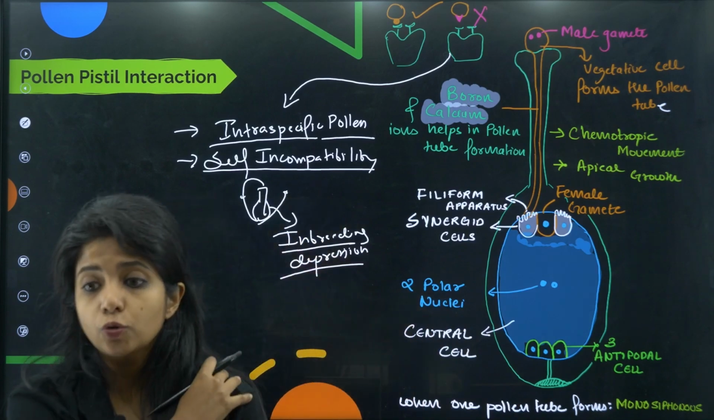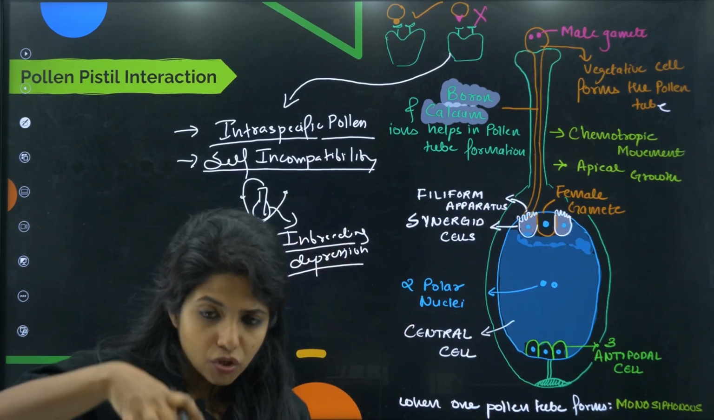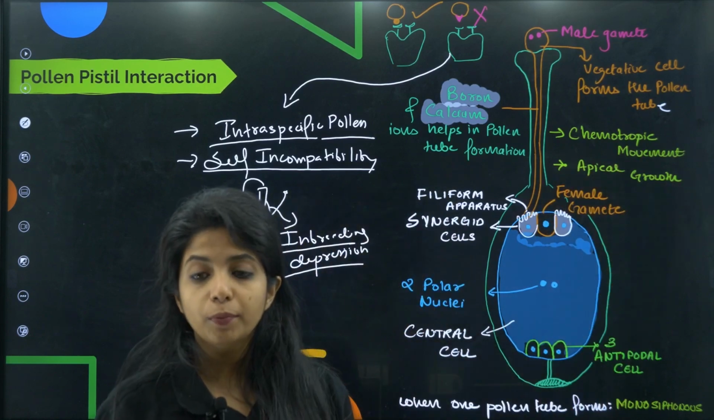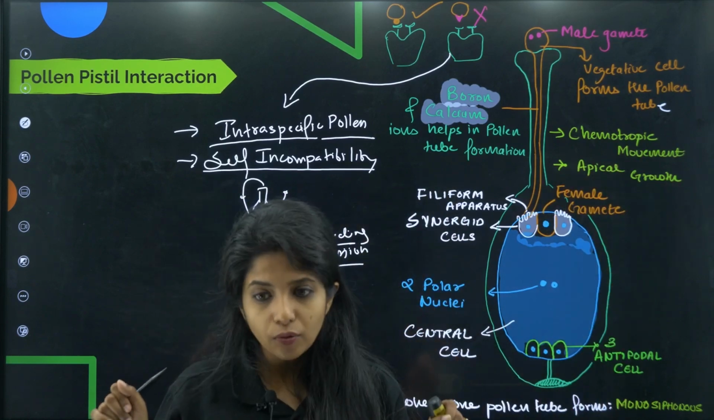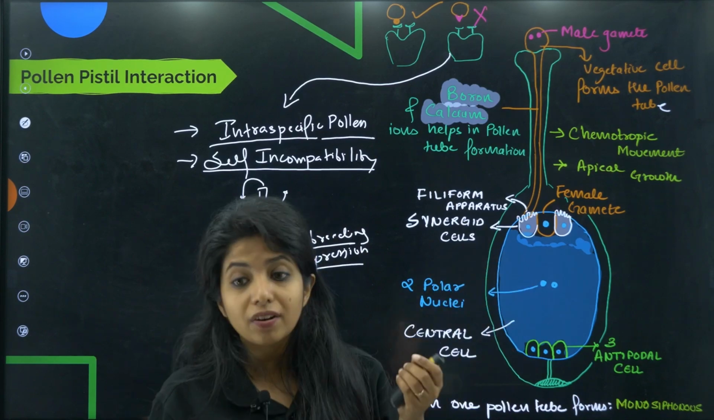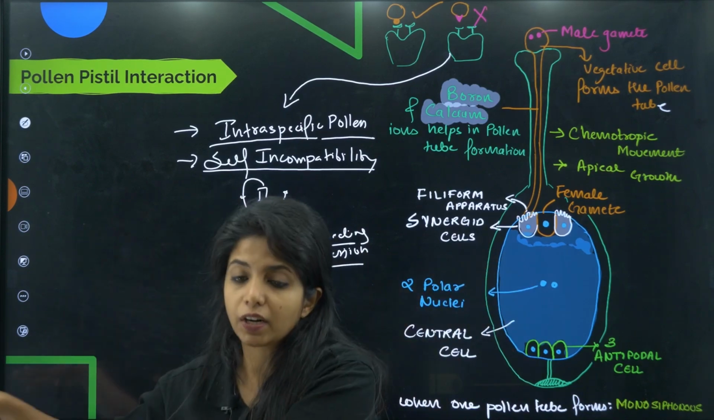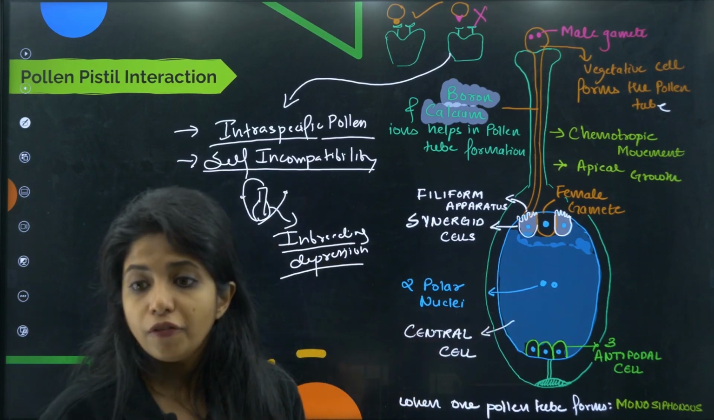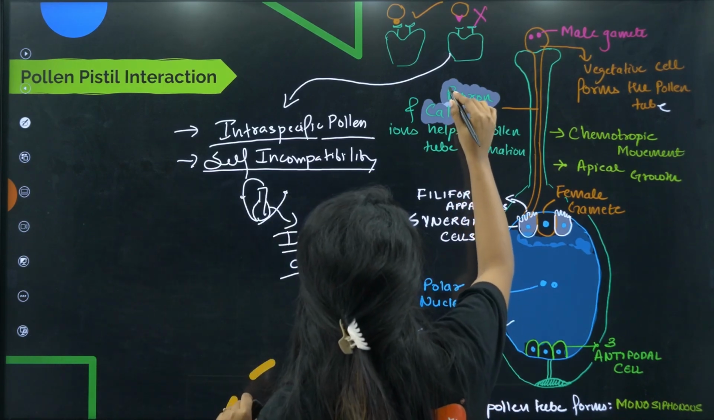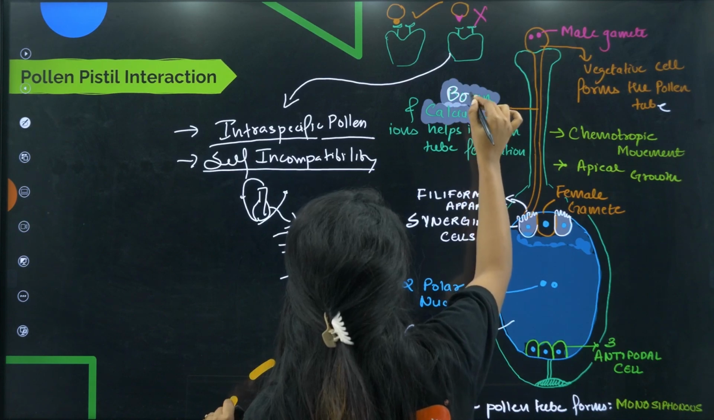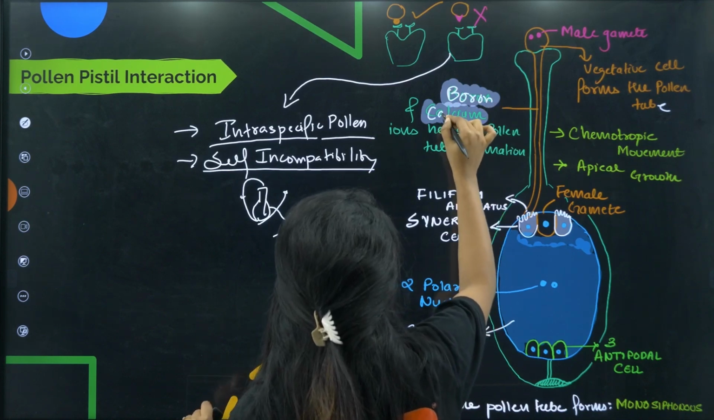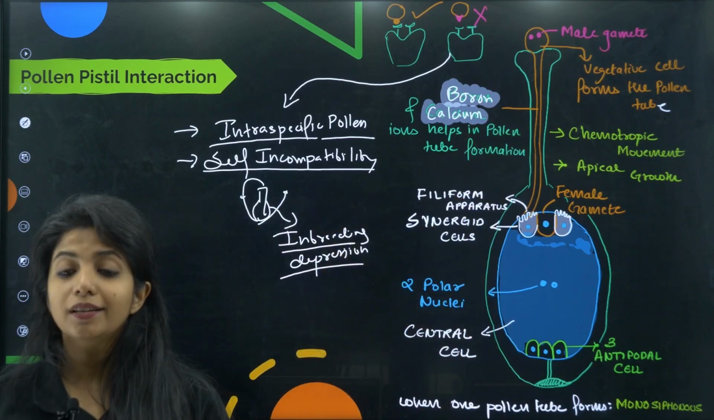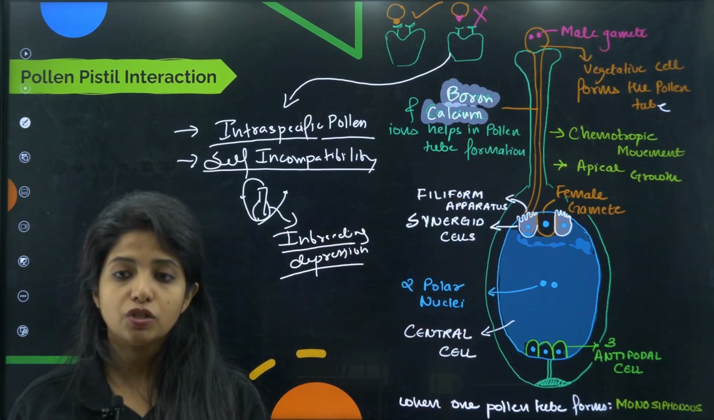Now this growth is known as apical growth because it happens at the apex and keeps growing inside, and it is also known as chemotropic movement. Why do you call it chemotropic movement? Because the pollen tube does not know where to go, but someone sitting over there is releasing chemicals, so it goes in that particular direction. So positive chemotropism is shown here. For this action, they need two ions, boron and calcium, which help in pollen tube formation.